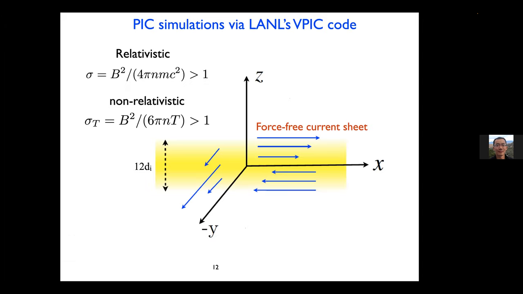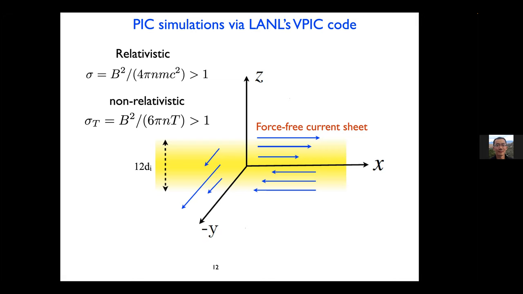So I'm mostly going to discuss two sets of simulations. The relativistic reconnection, where the sigma parameter is much larger than one. And for the non-relativistic simulation, you can compare roughly the energy of the magnetic field to the thermal energy of the particles. If this number is very large, that also indicates a promising particle acceleration can happen. And we start from the so-called force-free Harris current sheet, where the magnetic field is rotating across the current sheet to produce the reversal and also the current density.